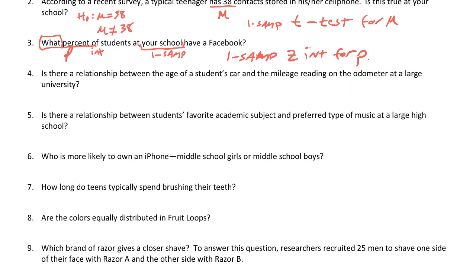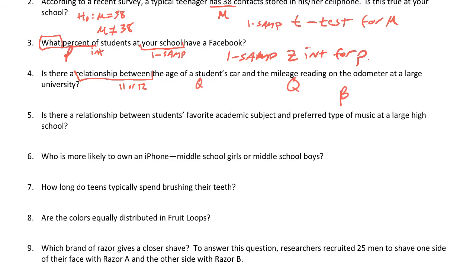Is there a relationship between car age and mileage? This is going to be chapter 11 or 12, because this is not P's or mu's. This is a relationship between 2 things. So now the main question is, what type of variable is this? The relationship could be slope, or could just be chi-square. Age of student car is quantitative. Mileage is quantitative. So this is a beta problem.